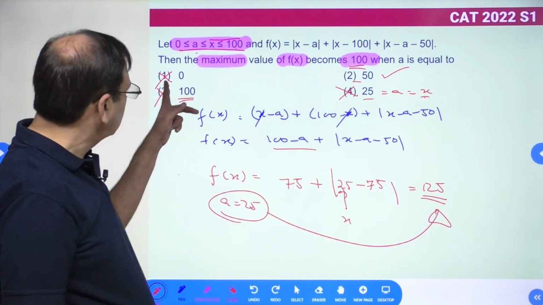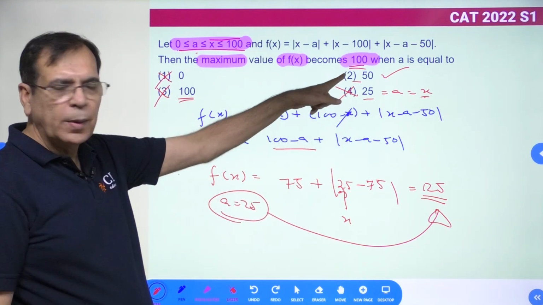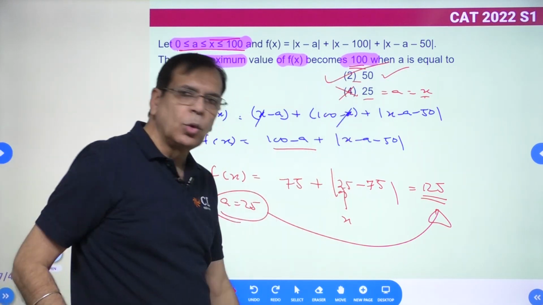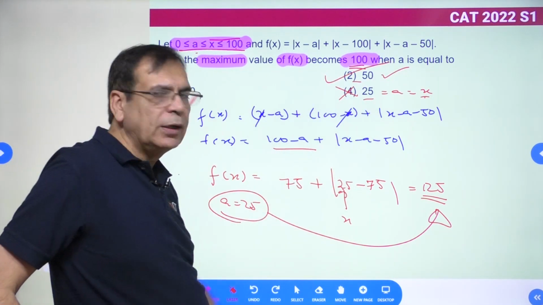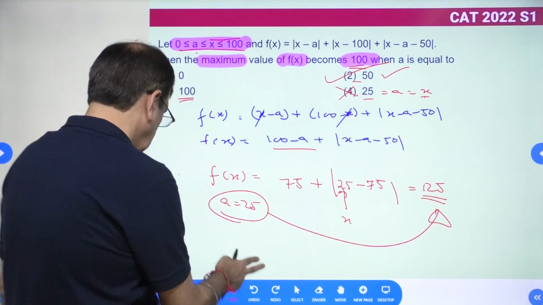Okay. We should not have checked choice 3 and 4. We got the answer on choice 2. Mark it and move on. Don't waste your time. Right now I did it so that you understand the concept fully.